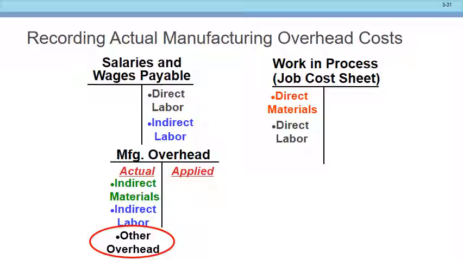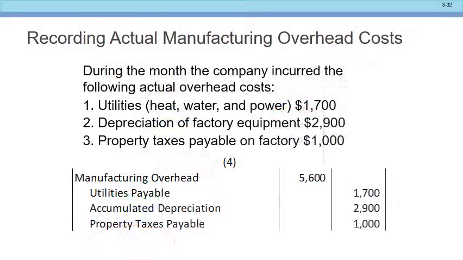Remember, other overhead are going to be things like rent on the factory building, the depreciation, the utilities, etc. So we do the journal entry for that. We set up our payables for PG&E, accumulated depreciation, property taxes, and unlike what we learned in accounting A, business 101A, where we debited depreciation expense, we're trying to gather that depreciation as part of our product cost here, aren't we? Because it's depreciation on the factory building. So we debit the manufacturing overhead for that, $5,600.